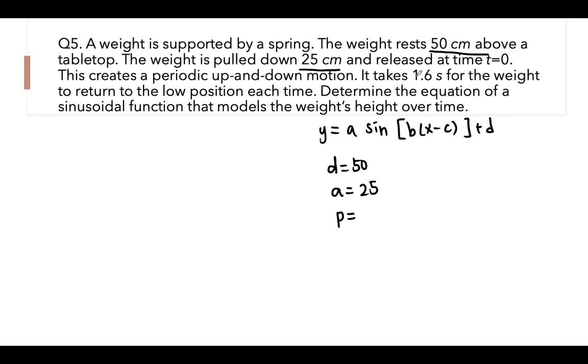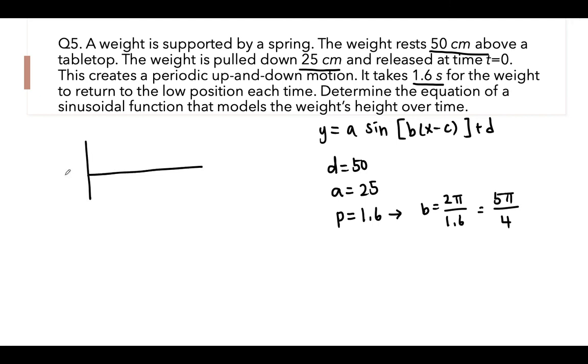Period: it takes 1.6 seconds for the weight to return to the low position each time. So the period is 1.6 seconds. To find letter B, it's going to be 2 pi over 1.6. If I do the calculation using your calculator and reduce, it's going to be 5 pi over 4. That's going to be my B. Well, let's draw it out.